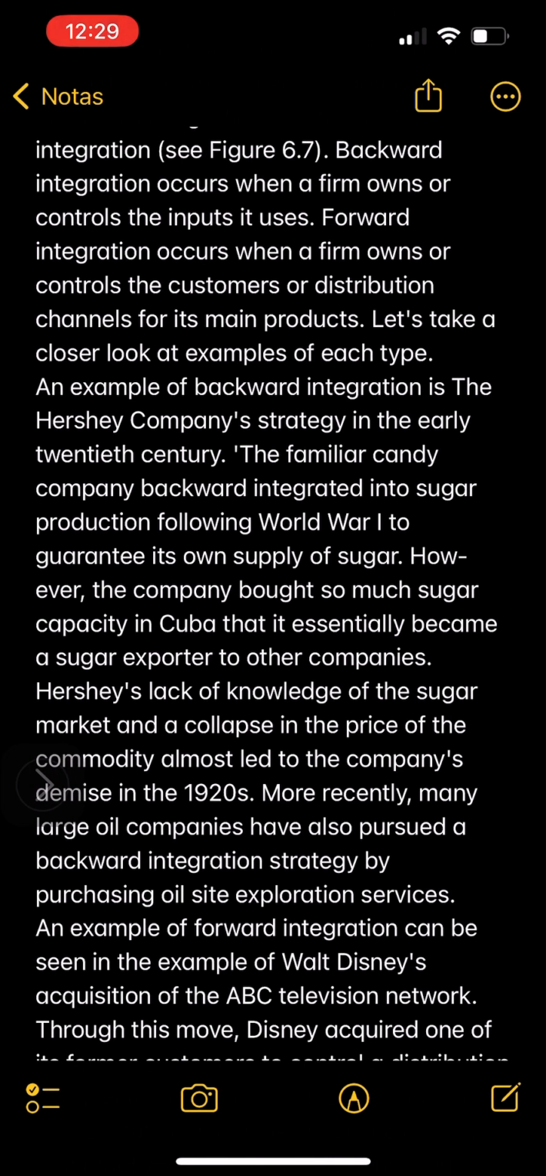Let's take a closer look at examples of each type. An example of backward integration is the Hershey Company's strategy in the early 20th century. The familiar candy company backward integrated into sugar production following World War I to guarantee its own supply of sugar. However, the company bought so much sugar capacity in Cuba that it essentially became a sugar exporter to other companies. Hershey's lack of knowledge of the sugar market and a collapse in the price of the commodity almost led to the company's demise in the 1920s. More recently, many large oil companies have also pursued a backward integration strategy by purchasing oil site exploration services.